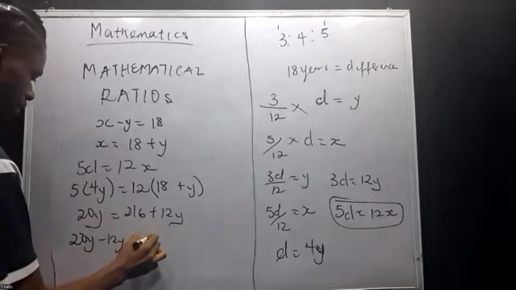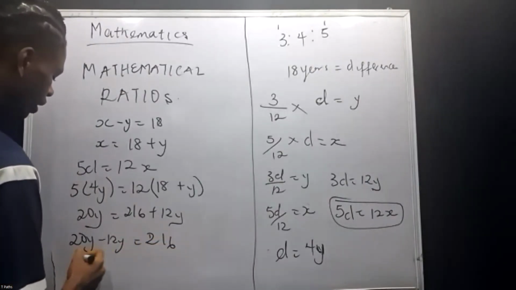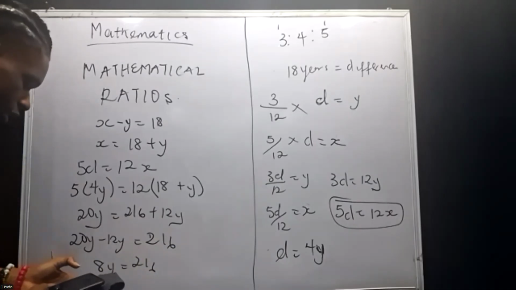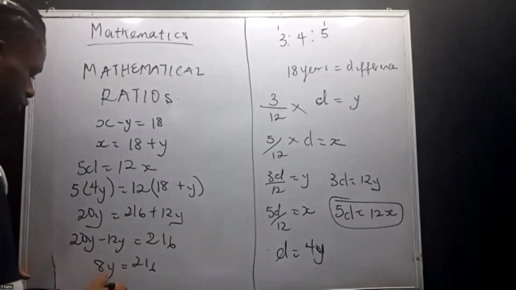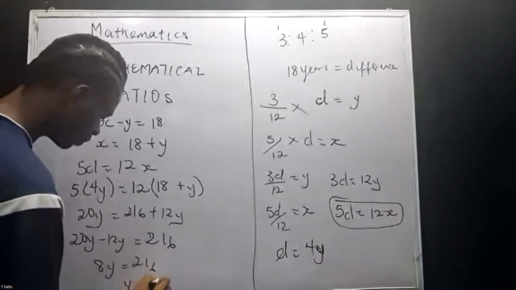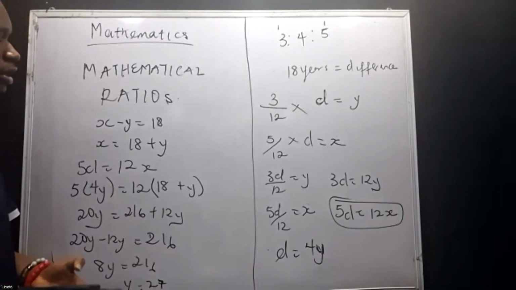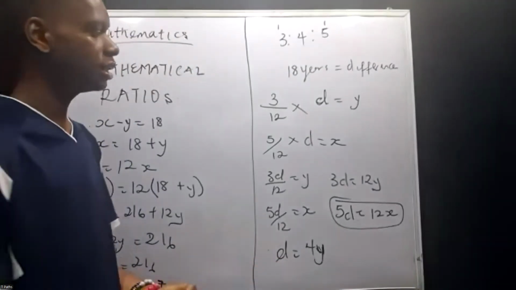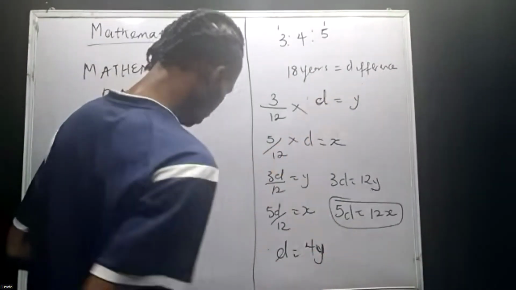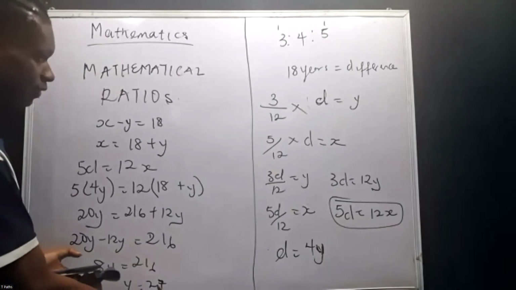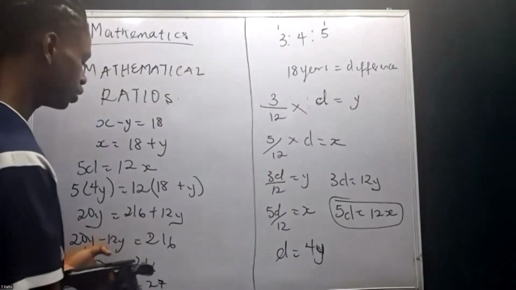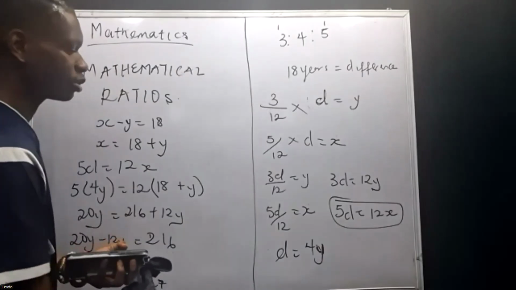I can collect like terms and say 20Y minus 12Y is equal to 216, so 8Y is equal to 216. If I divide 216 by 8, I'll have the value of Y as 27. So Y is equal to 27. Now that I've gotten the value of Y, I can calculate the value of D. Don't forget, D is the sum of the ages of the three men. Y is equal to 27, that is the age of the youngest man in the group.